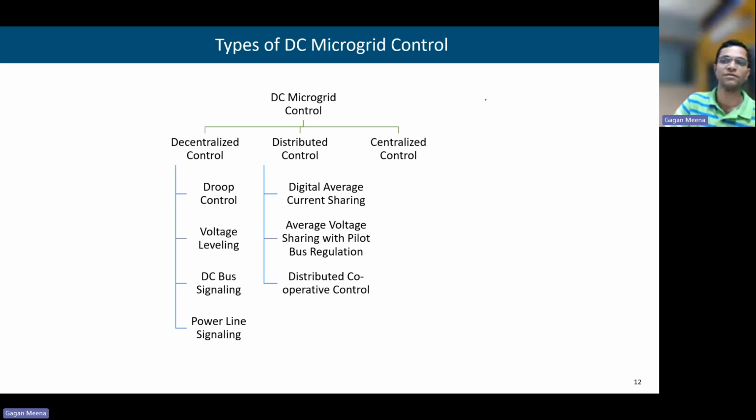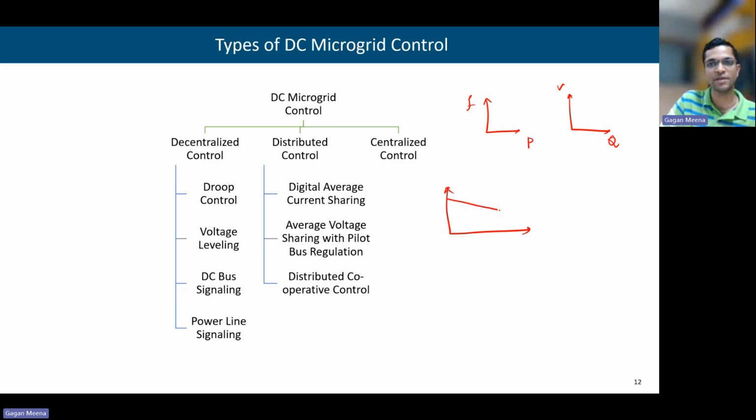The conventional droop curves which we use, for frequency and power, f-P and V-Q, are not applicable here for DC microgrid, because in a DC microgrid there is no frequency and reactive power. For DC microgrid control, the droop is between the V and P, the voltage and power. Here the droop changes. It is between the VDC and the power.